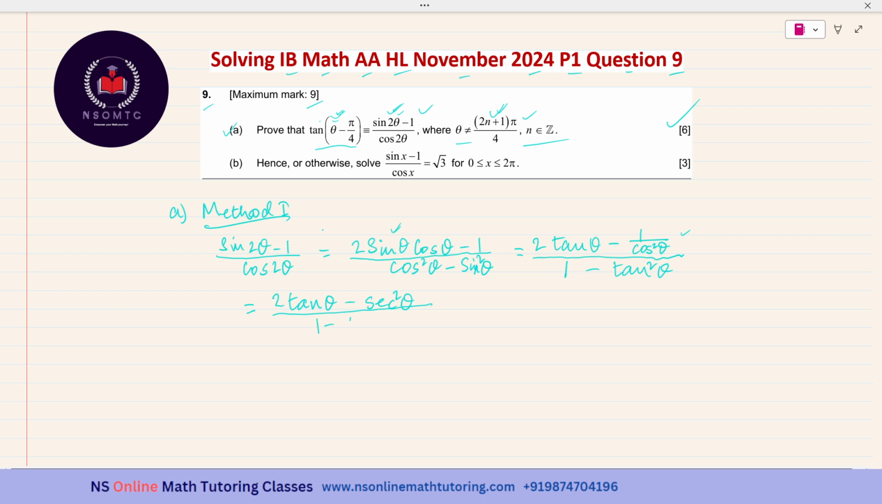Okay, let me keep it this way. And I have to get tan theta, so I will be using the identity sec square theta equal to 1 plus tan square theta. So 2 tan theta, and there is this minus sign in front, so it will be minus 1 and minus tan square theta.